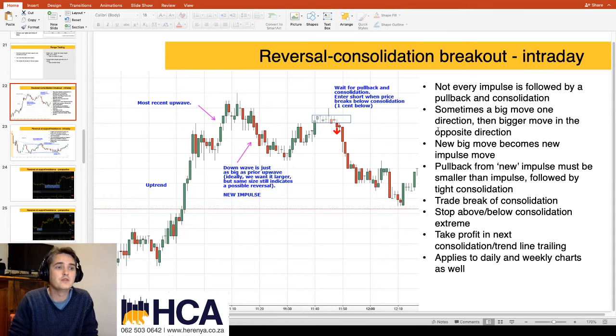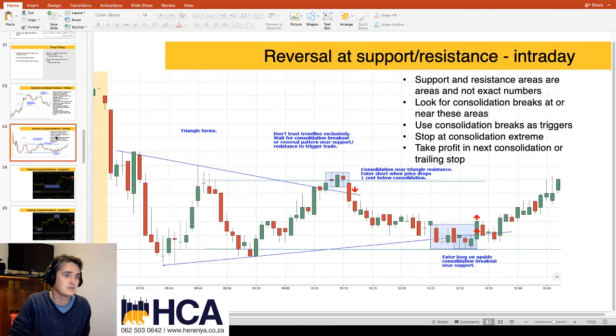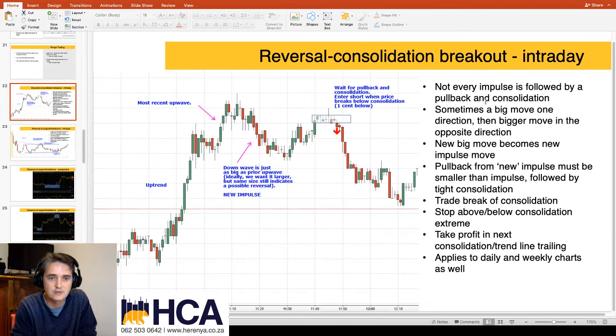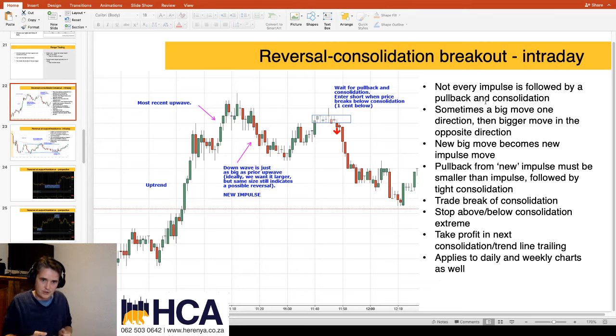Sometimes a big move in one direction, then a bigger move in the opposite direction. Okay, oh man, this is complicated stuff. I should actually skip over this because this is a bit too much to cover here. But basically the premise is that the market moves in sort of like waves, right? So you have this impulse wave that moves up into a resistance area, and it kind of has a retracement.